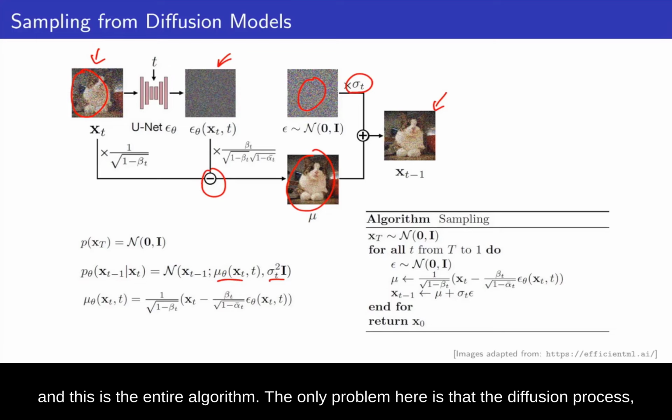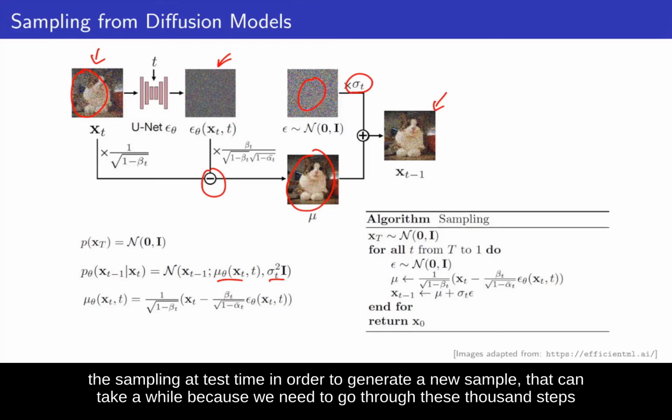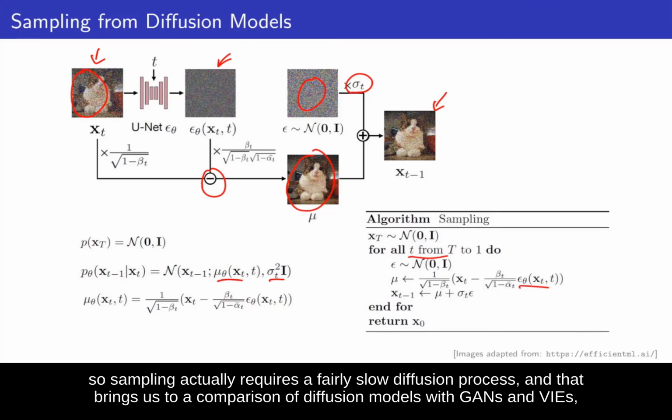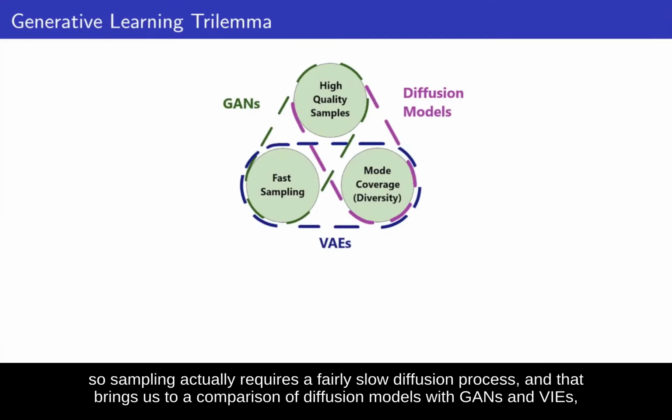The only problem here is that the diffusion process, the sampling at test time in order to generate a new sample, can take a while because we need to go through these 1,000 steps in this for loop, and in each of these we need to apply our pre-trained noise prediction network. So sampling actually requires a fairly slow diffusion process.